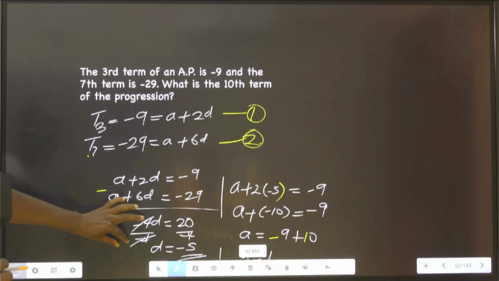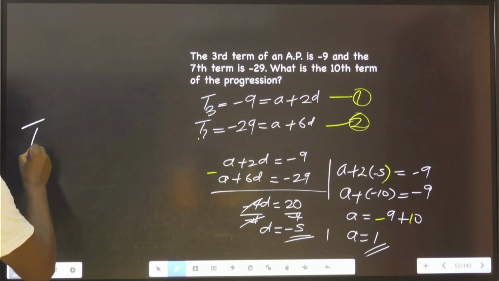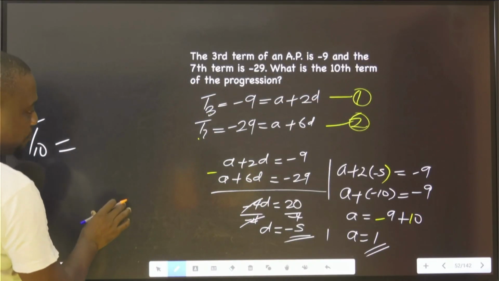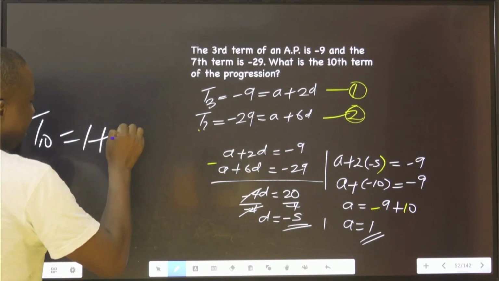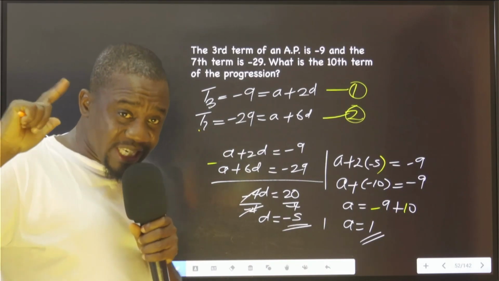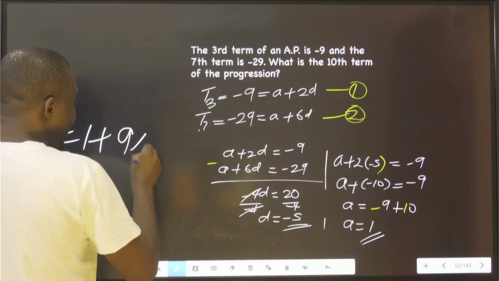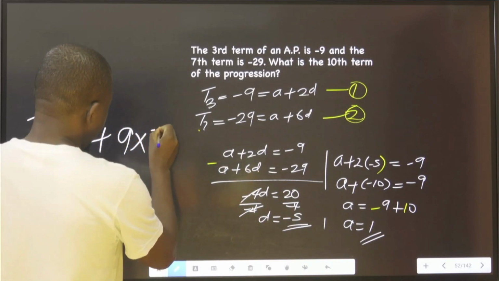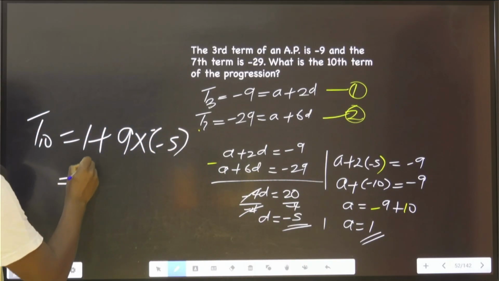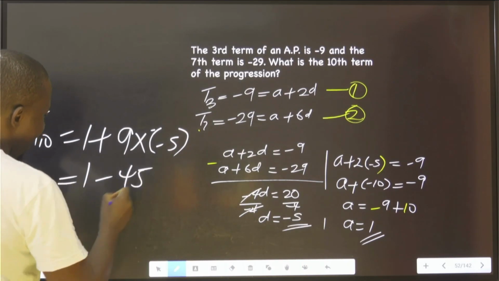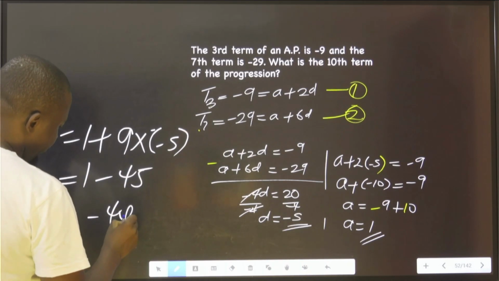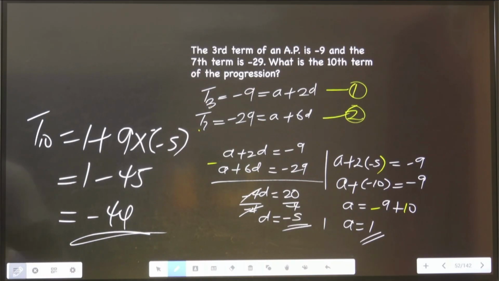Now we can find the 10th term. That is to say, the 10th term is the first term, which is 1, plus 10 minus 1, which is 9, multiplied by d, which is minus 5. You agree with me? This is 1 minus 45 equals minus 44, which is the 10th term.